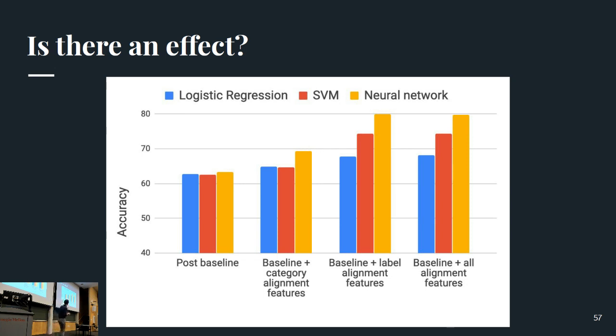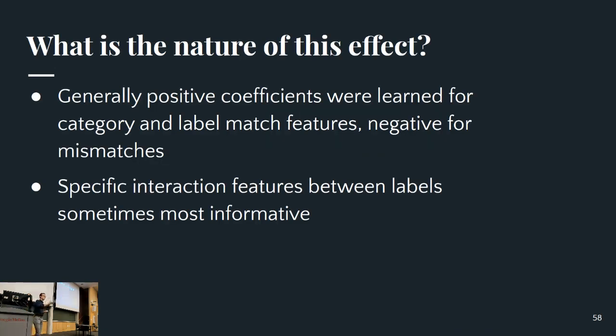Then we get quite a bit of a jump if we add in those label alignment features, which I think is pretty interesting. And if you add in everything, you get a very significant increase, especially for our feed-forward neural net model. If you remember, though, I'm interested in the prediction task, but that's not the whole point of this work.